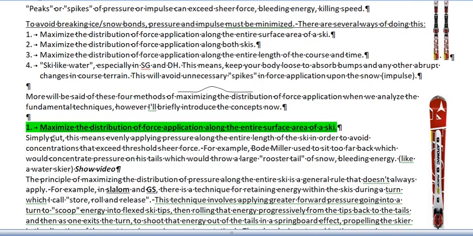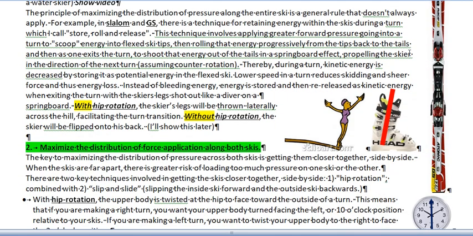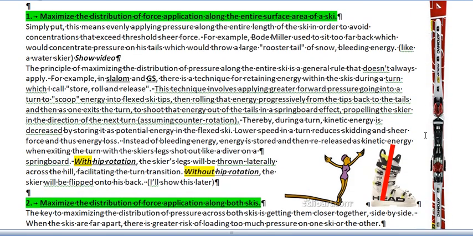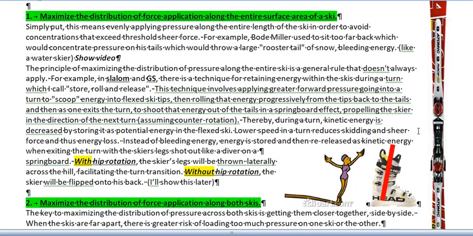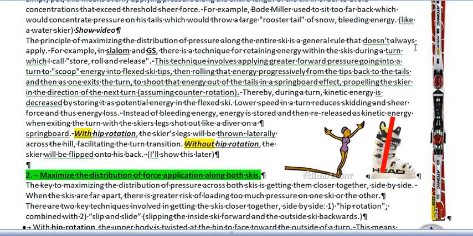All right, so the first thing is to maximize the distribution of force application along the entire length of the ski. So this is the ski, right? You want even force applied all along. What that does is that maximizes the use of the entire surface area. If you have increased surface area, you're going to have decreased pressure at any point along this.